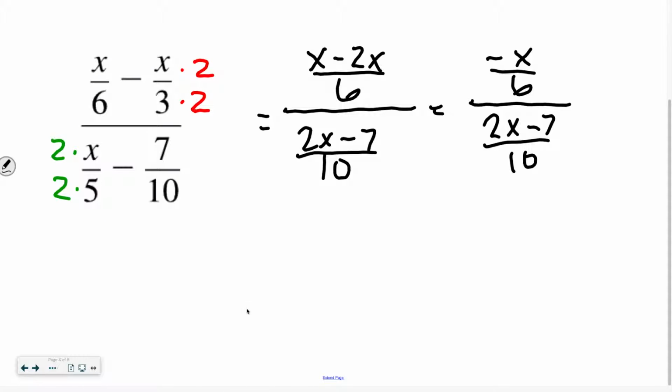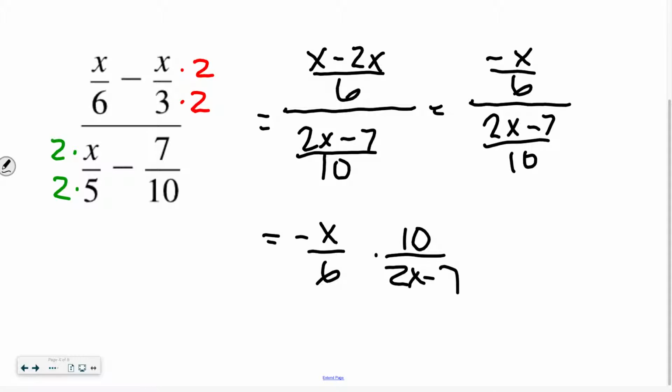Well, since they're being divided, can't you just do the multiplication? Yeah, now it's a fraction divided by a fraction. So some of you may say, keep, change, copy, dot, flip, multiply by the reciprocal. The numerator stays the same, negative x over 6. We're going to change it to multiplication, and then we just flip the one that's in the bottom. So it's going to be 10 over 2x minus 7.